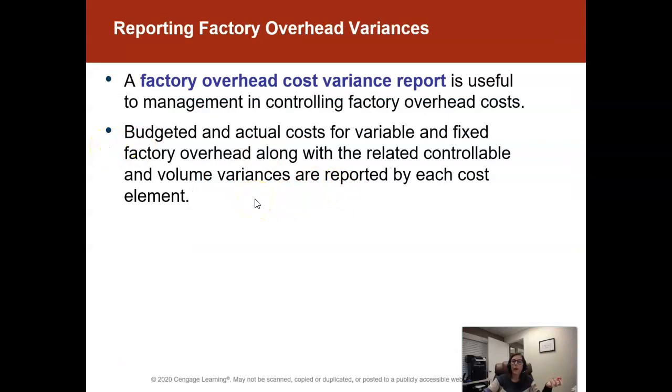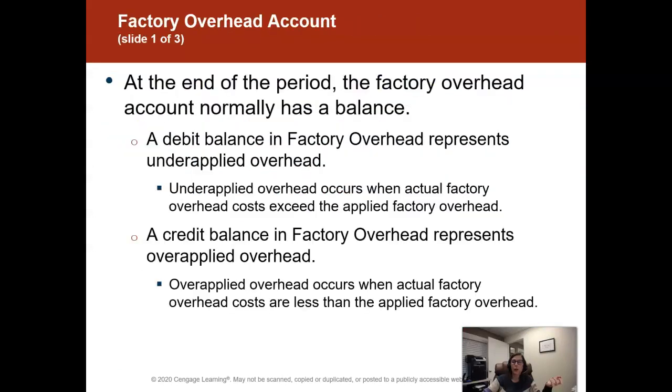We're going to have a factory overhead cost variance report. With factory overhead, we've made an assumption based on what we believe our factory overhead is going to be, and then we've applied that to our product, using direct labor hours, or whatever our driver is. And if we have not done that correctly, one way or the other, we're either going to have under-applied overhead or over-applied overhead.